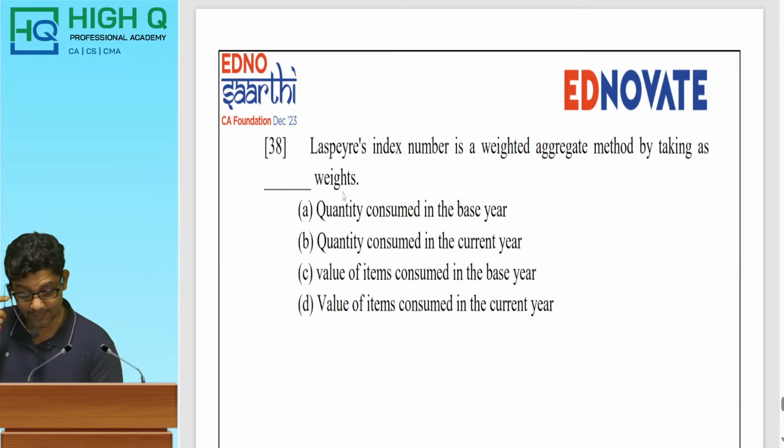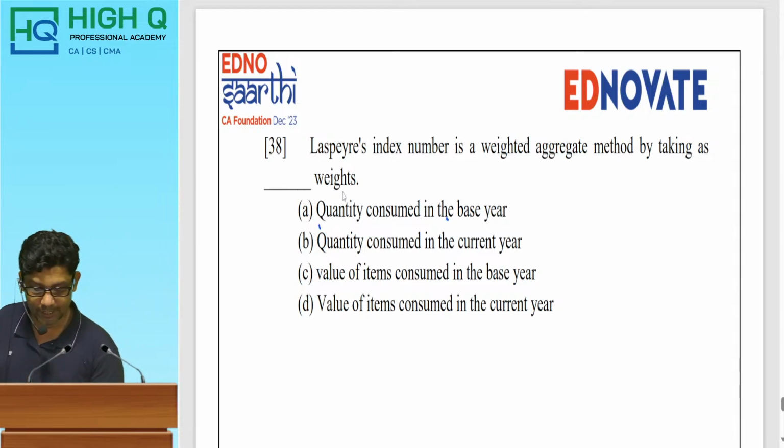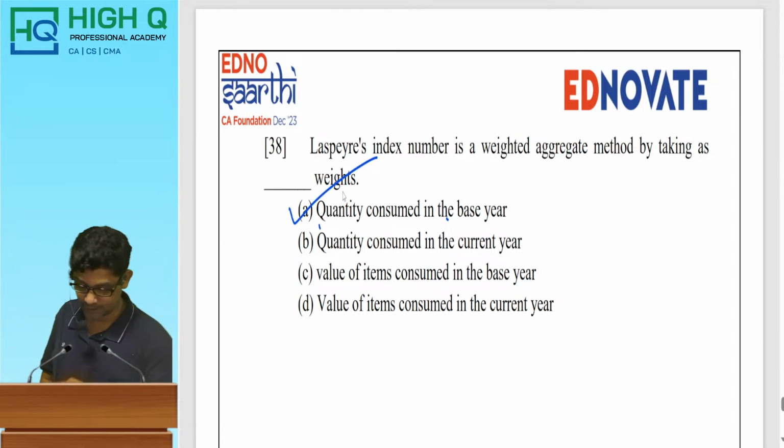Laspeyres price index number is a weighted aggregate method by taking dash as weights. Quantity consumed in base year. Quantity consumed in current year is what? Paasche's.